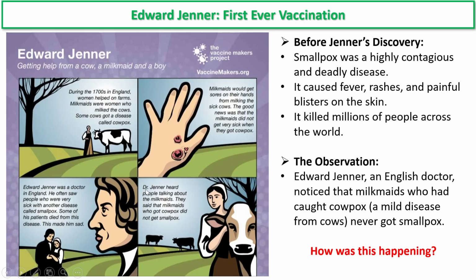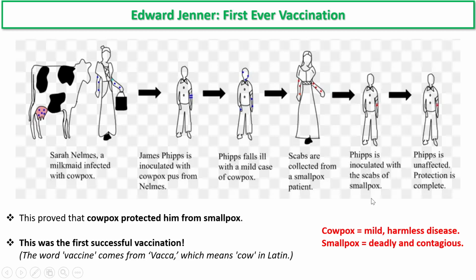So Edward Jenner came to know that the milkmaids who got cowpox did not get smallpox. What is the relationship between the two? For this, Edward Jenner used Sarah Nelmes, a milkmaid infected with cowpox. She had blisters, like this cow is having blisters. When this woman was milking the cow, she got blisters on her body, so she was also infected with cowpox, but it was a mild disease, not dangerous for her.